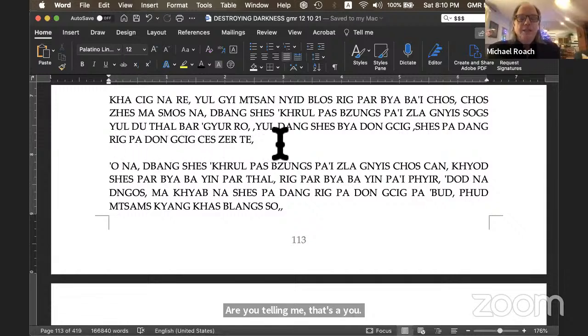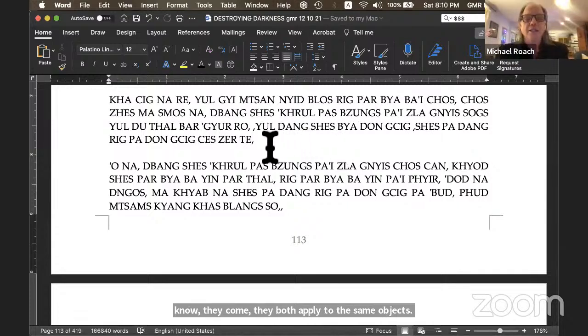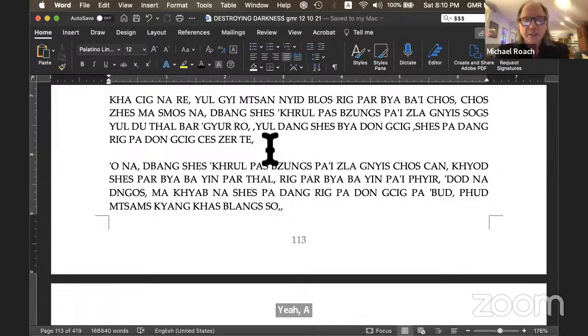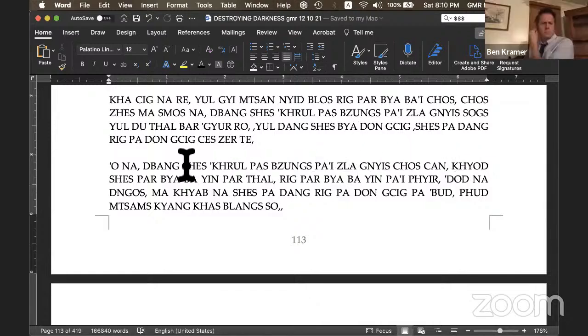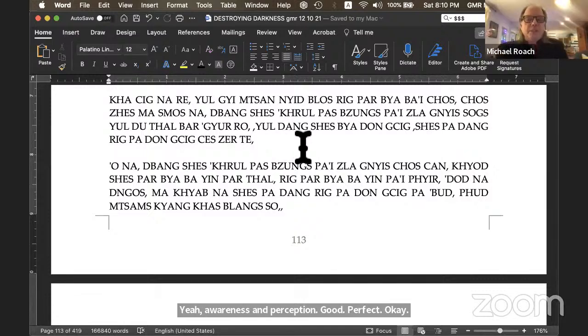Okay. And he says, look, for me, you and Sheja are synonyms. What's that mean? They mean the same thing. They're yin yang. They both apply to the same objects. An object and a knowable thing are the same thing. And Shepa and Rikpa are Dunchik. Awareness and perception. Good. Perfect. Okay. Sarah. So Sarah means there's something.